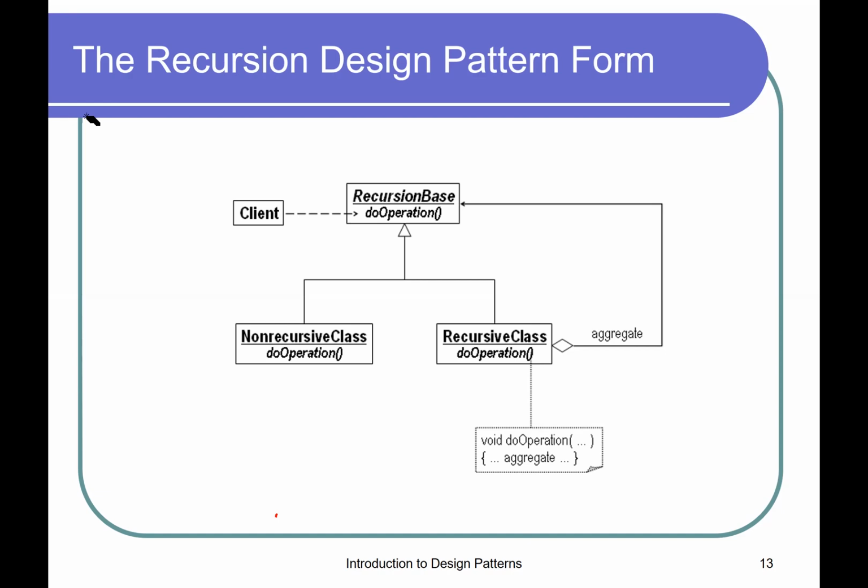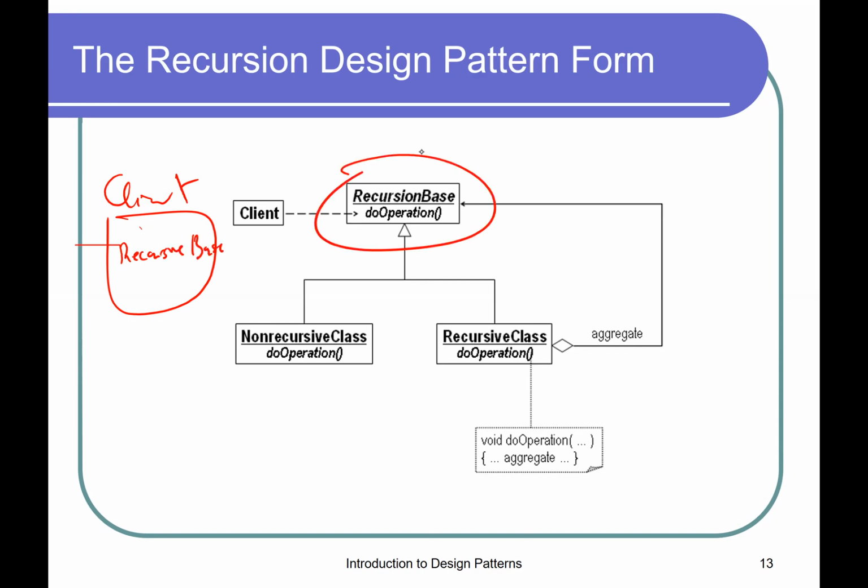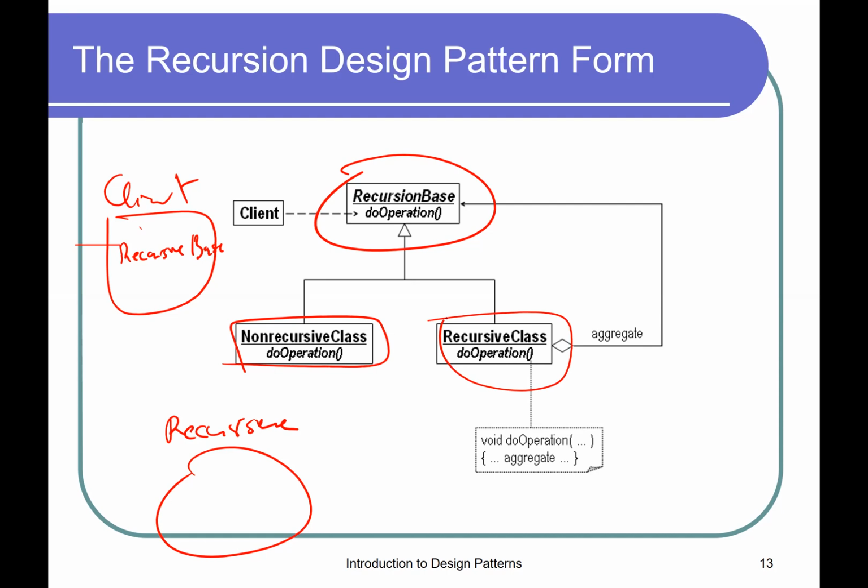Still, it uses polymorphism. Class client, in its code, thinks it has an object of type recursive base, which is this one over here. But really, recursive base at any point is going to have either an object of the non-recursive class or of the recursive class. If we reach the non-recursive class, something executes that belongs to this code over here, and then we stop because we're at the leaf end.